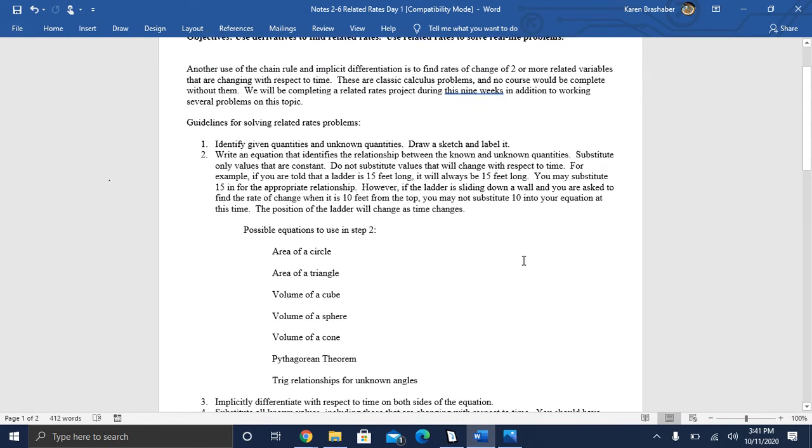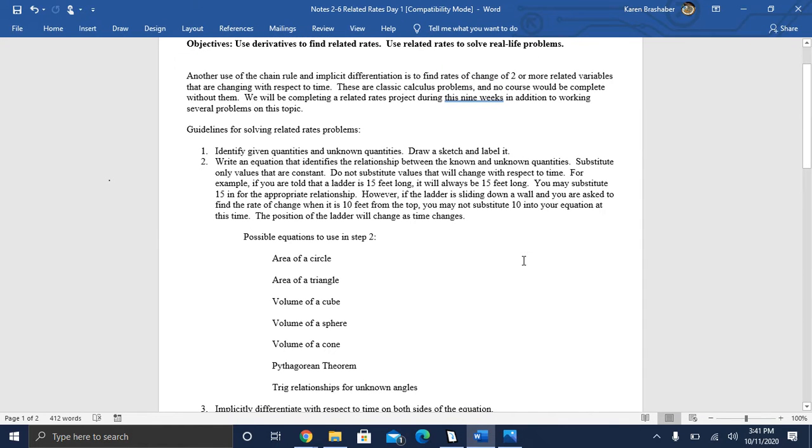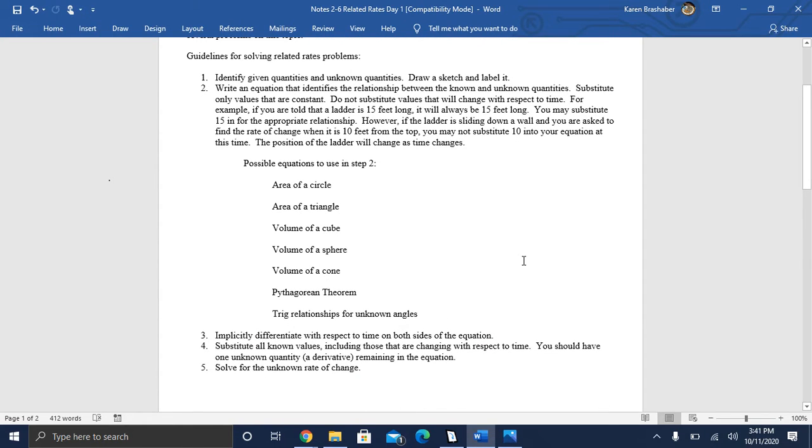We are going to begin studying related rates this week, and this is an application of the chain rule and implicit differentiation. These are classic problems for calculus, so I want you to be familiar with what related rates problems are and how to work with them. So the best way to try to describe it would actually be to go ahead and talk about one of the formulas that you'll probably encounter.